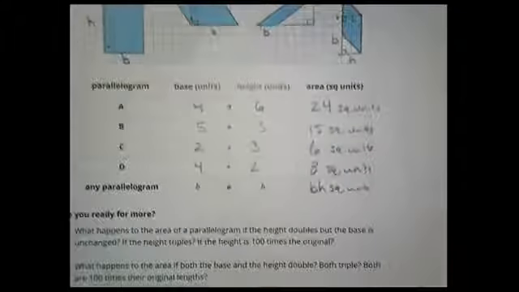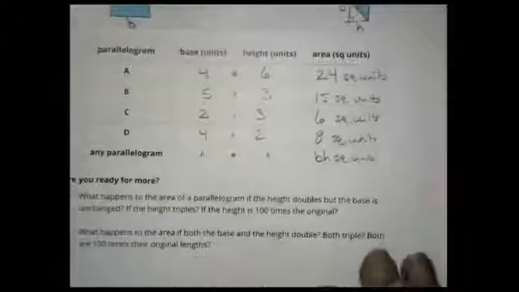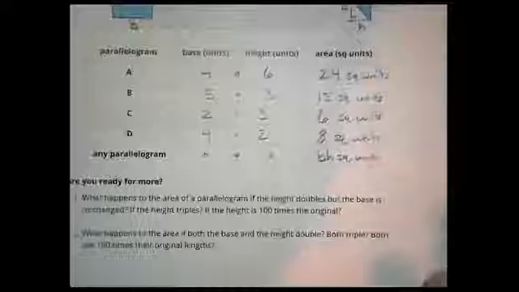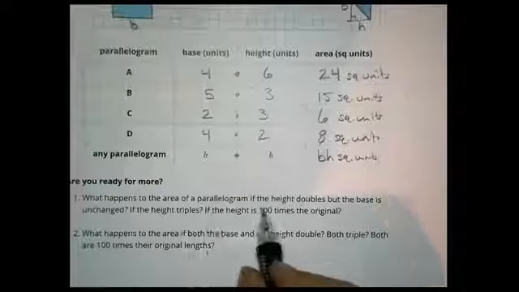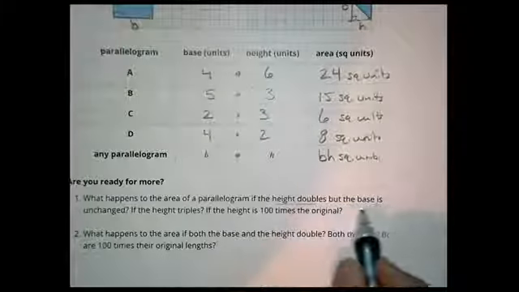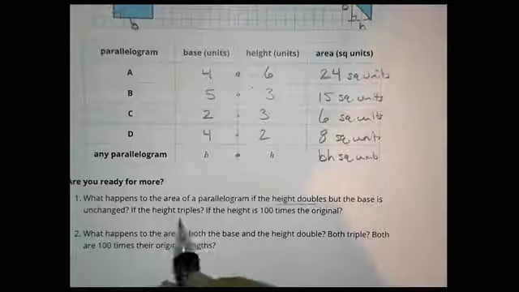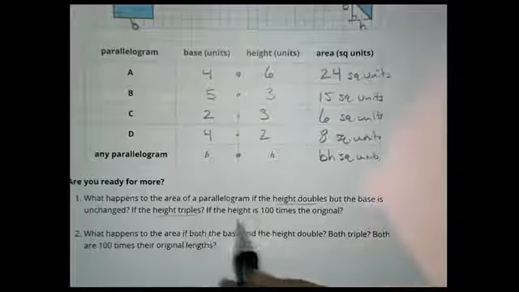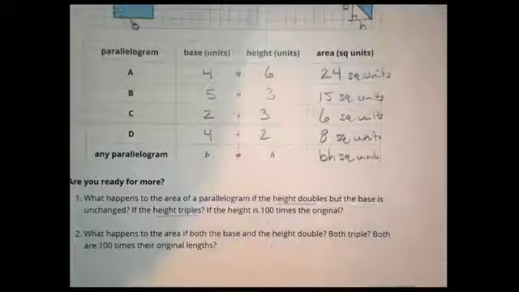Alright, in the next activity, it's a little bit of Are You Ready for More, which you may or may not have done in class. It says, what happens to the area of a parallelogram if the height doubles but the base is unchanged? What about if the height triples? What if the height is 100 times the original? Well, let's look at an example real quick.